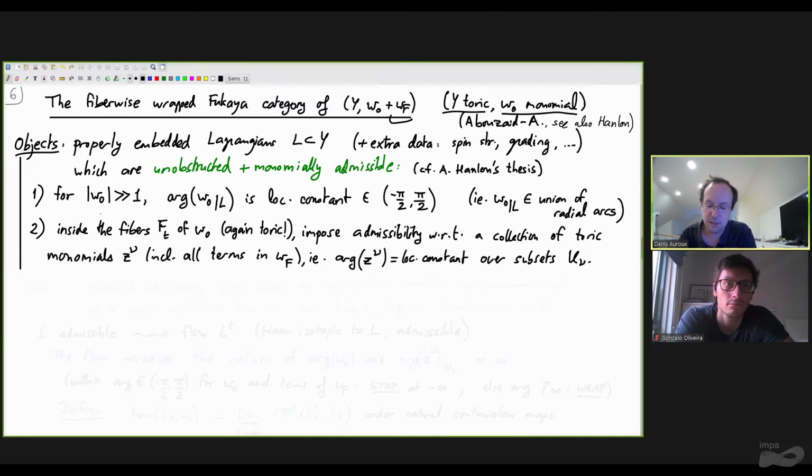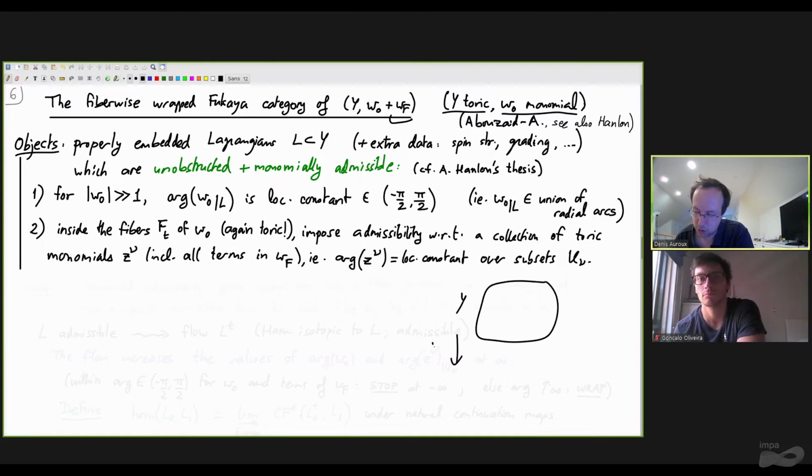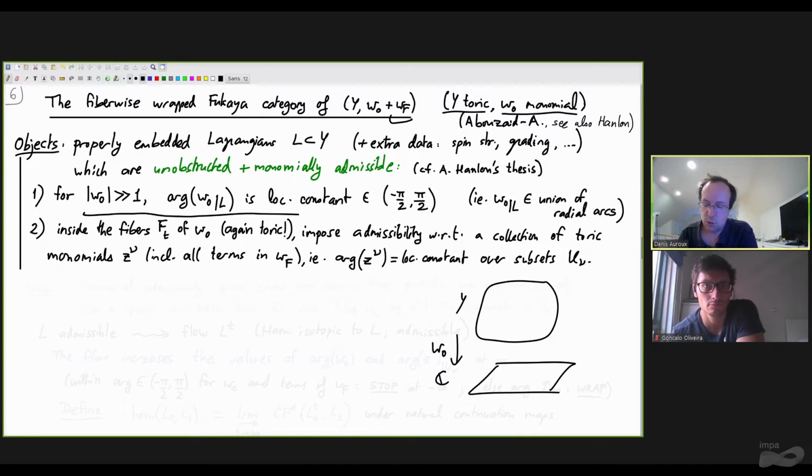And admissibility now is a requirement that if I project my Lagrangian under the main term W0, then whenever W0 is large, its argument will be locally constant. So my Lagrangian projects to a union of radial arcs in the complex plane, and this goes just to the right half plane. I just made my angles be, say, between minus pi over 2 and pi over 2. And of course, inside a compact subset, it could be doing whatever it wants.